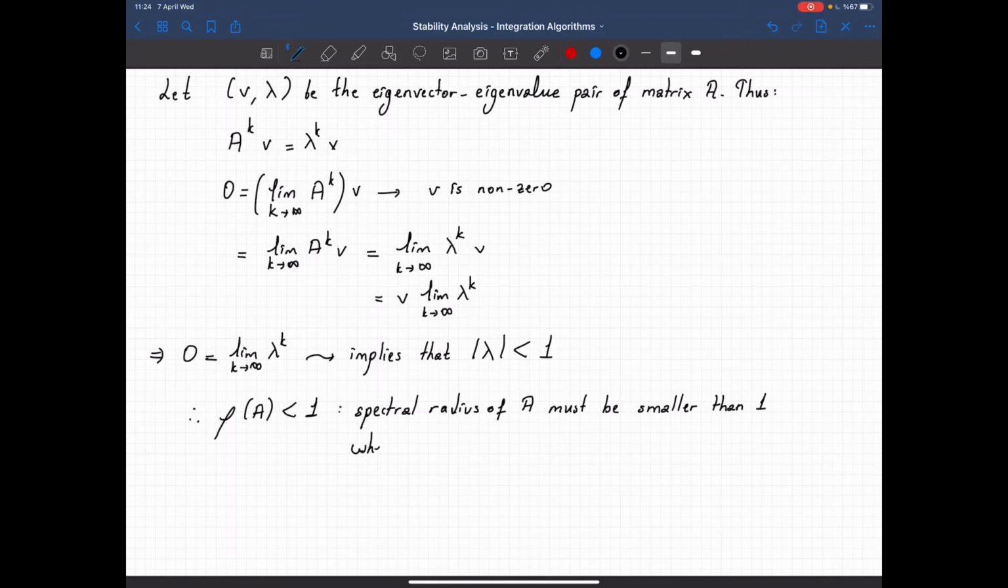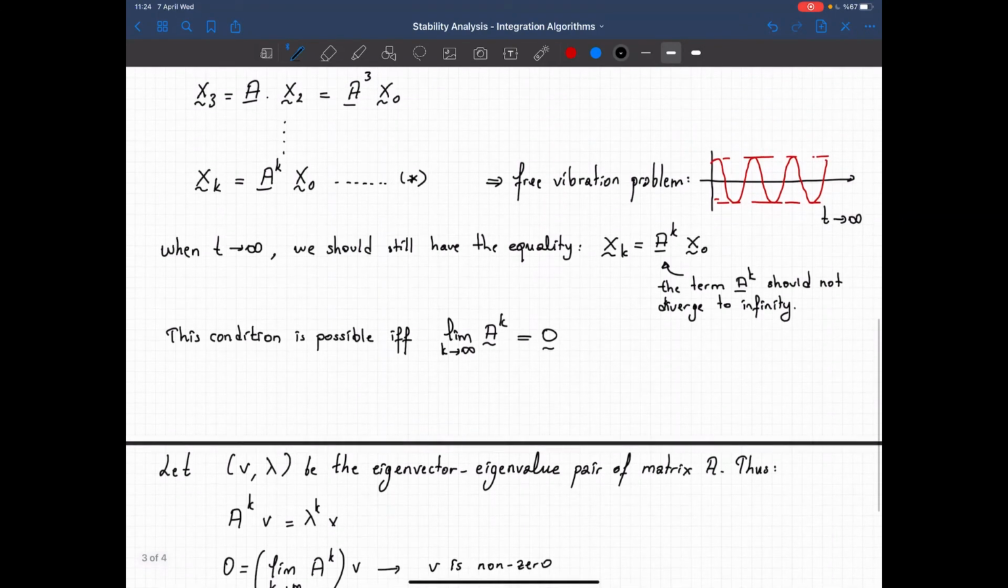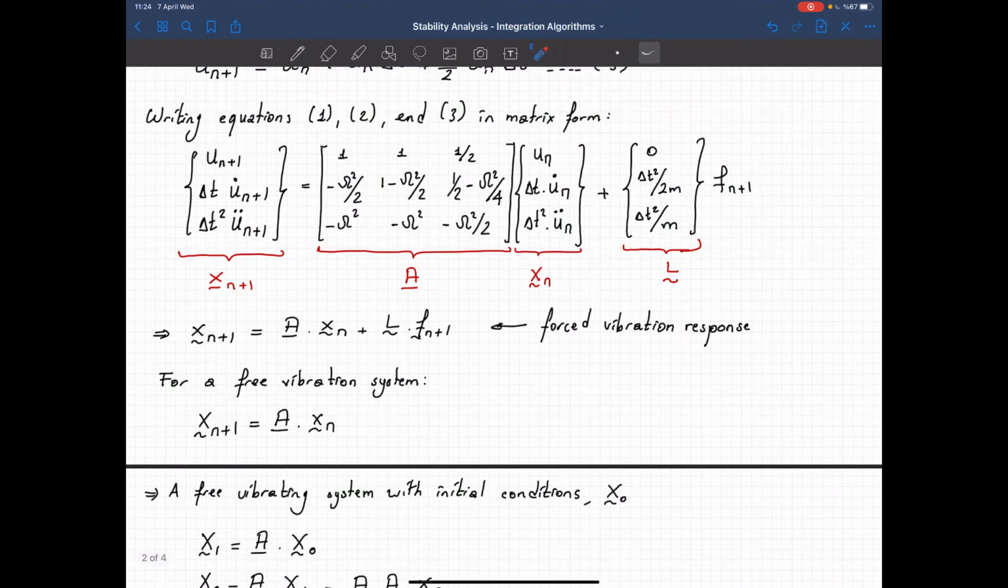Where the definition of the spectral radius is as follows: the maximum of the eigenvalues, where lambda 1 till lambda s are the eigenvalues of matrix A. Now, let's come back to our problem and look at this A matrix. Our A matrix is as follows.